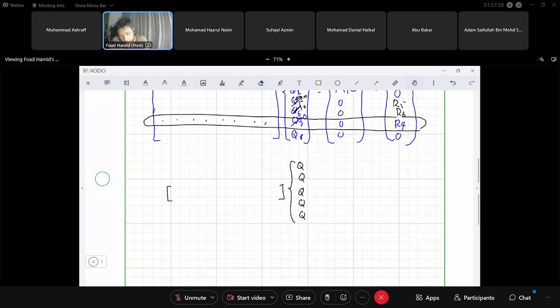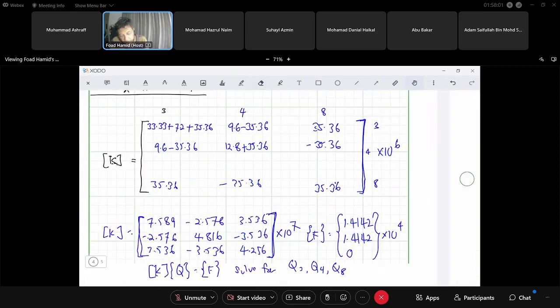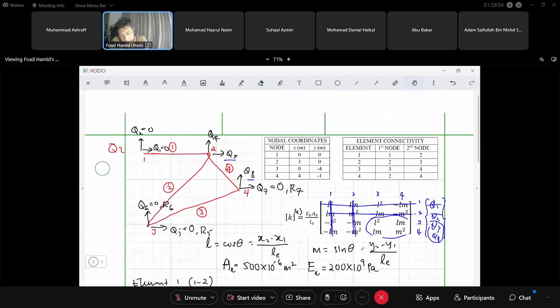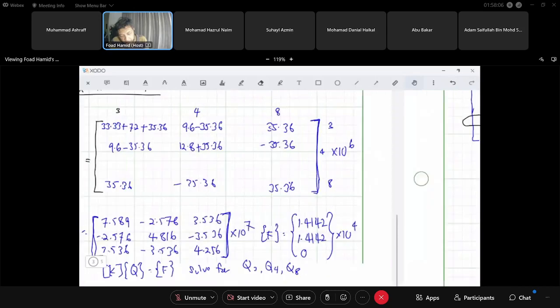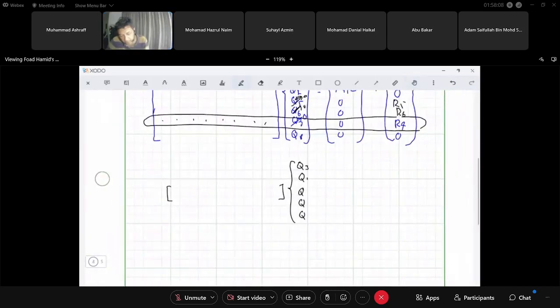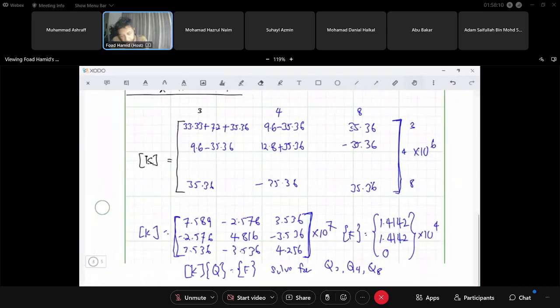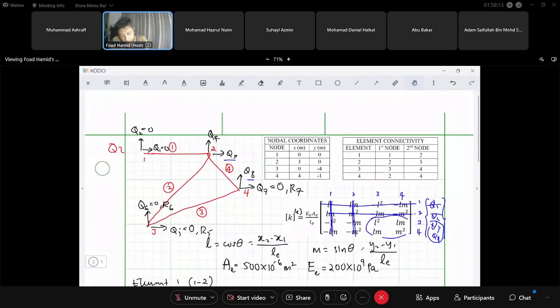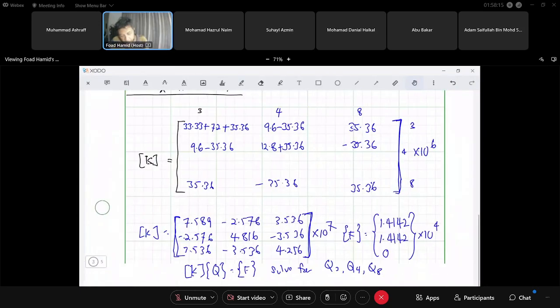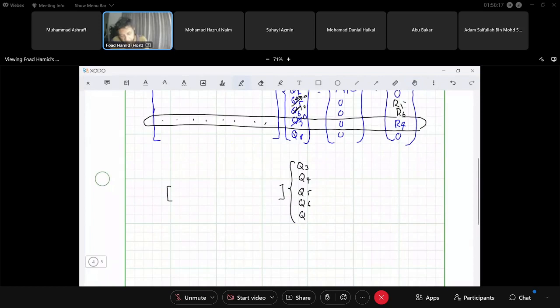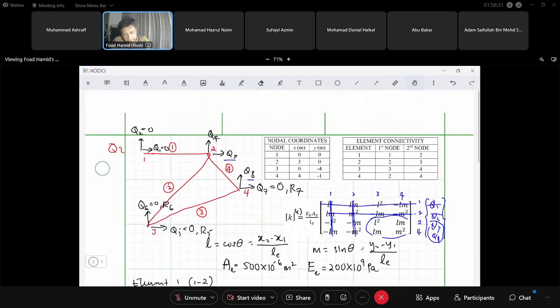Element 2, element 4. Element 4 here is Q3 and Q4. And then element 3 is Q5 and Q6, and then Q7 and Q8. Okay, so this is what we want, because it involves only element 4 and element 3.